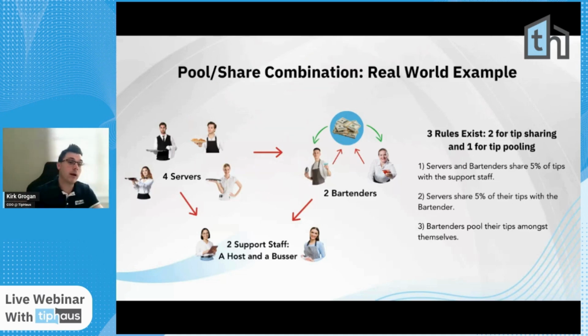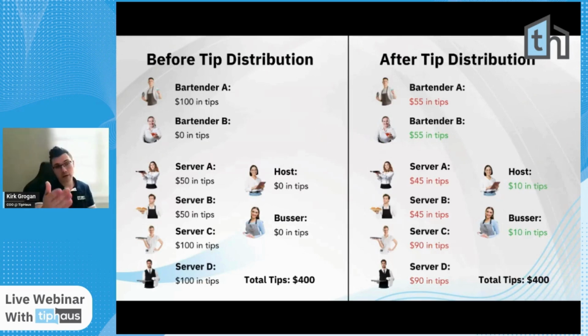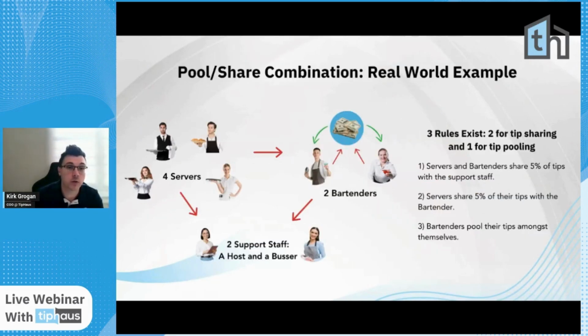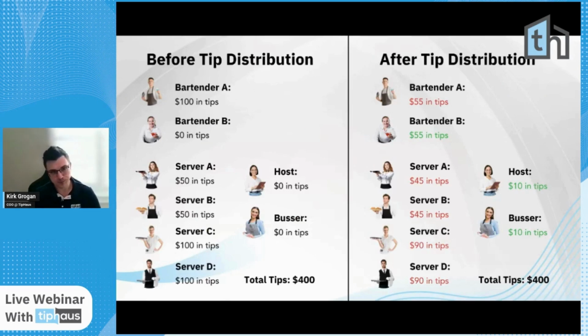Now, if we were to apply all of that logic and overlay it with some math, I'll show you what we're looking at here. On the left is how much people brought in before tip distribution logic was applied, and on your right, you're going to see what occurred after tip distribution logic was applied. When we look at all 3 of these rules, what is going to actually happen in a real world scenario? First I want to draw close attention to the bottom of that screen: total tips 400 on both sides.